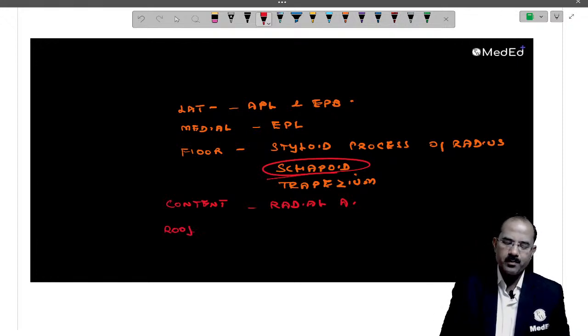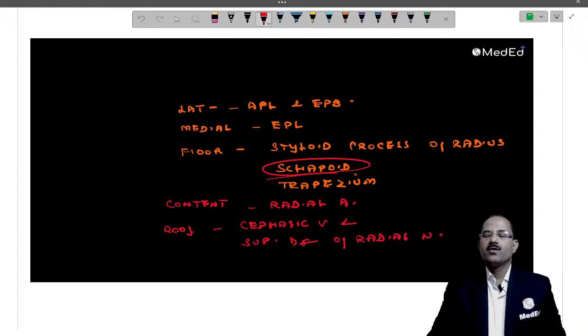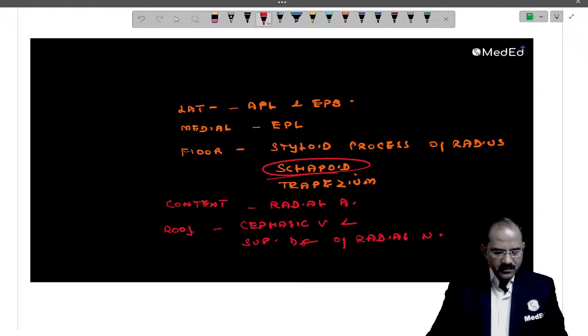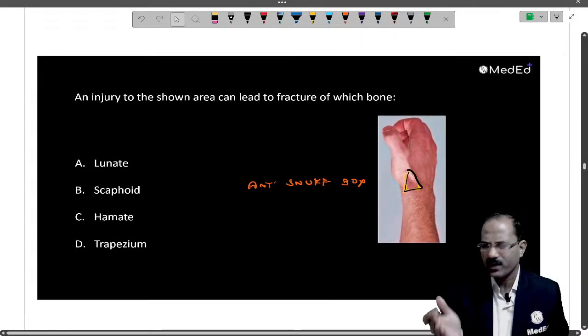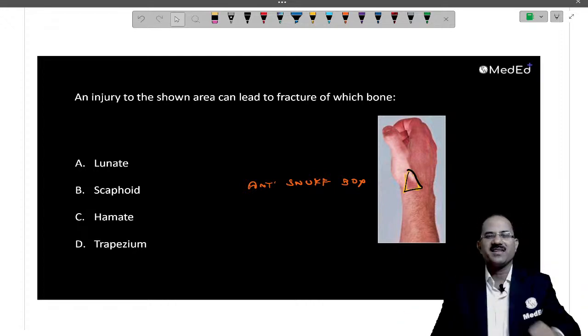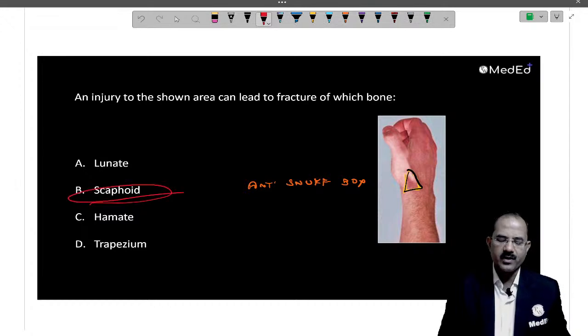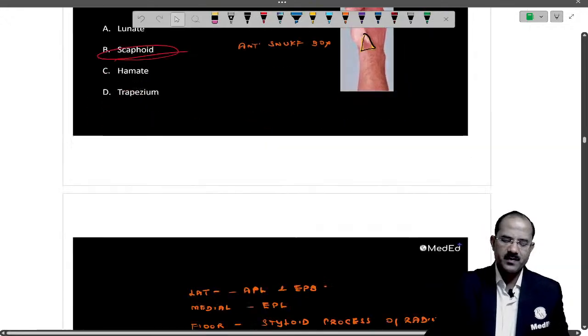And roof में क्या है? Roof में cephalic vein, superficial branch of radial nerve. Roof contains the cephalic vein and the superficial branch of radial nerve. Students, whatever I'm talking, जो भी मैं बात कर रहा हूँ, everything is important. Everything is important, students, and this MCQs will definitely come in the exam, right? So the answer is scaphoid.